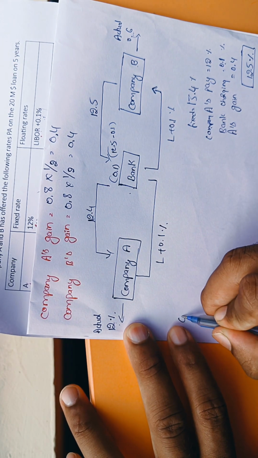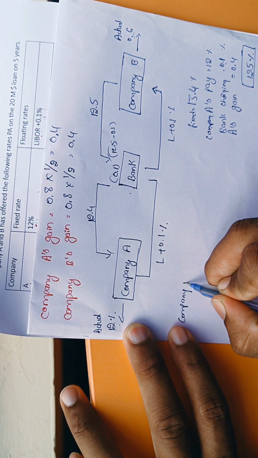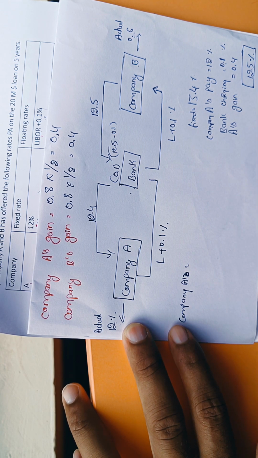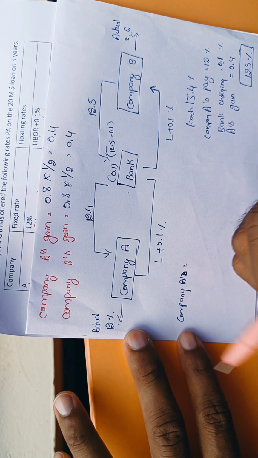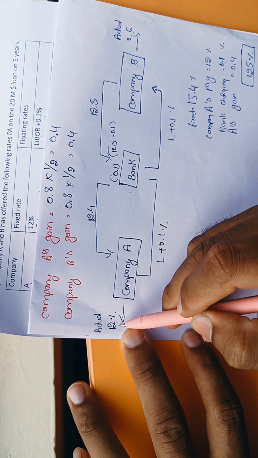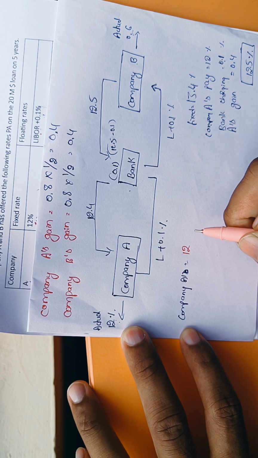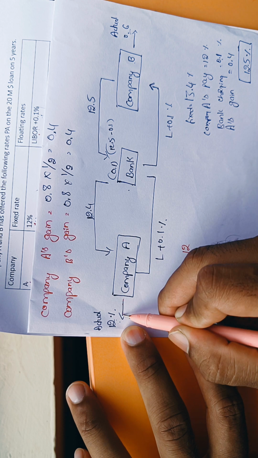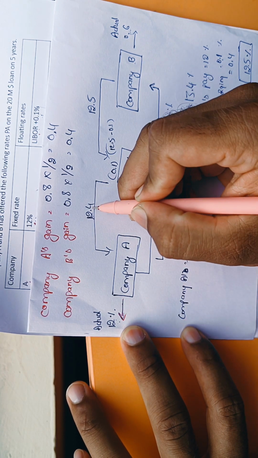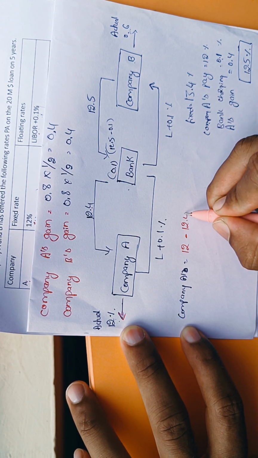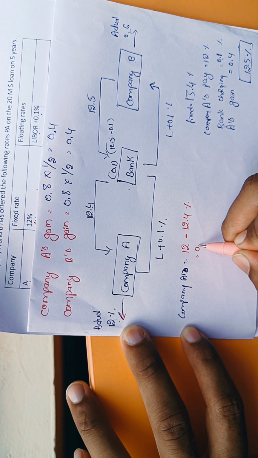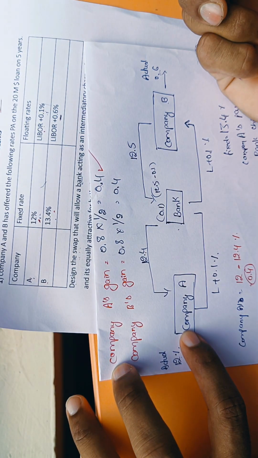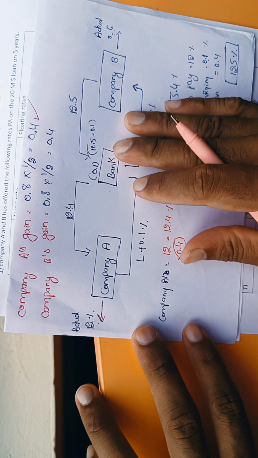Yes, we can prove. How can we prove? Company A equals how much it is paying. Open market rate is 12. Is it? Open market rate is 12. But this is paying. This is going out. What it is receiving? 12.4. What is the difference? Difference is 0.4. This 0.4 is nothing but company A's gain. Done. Then come to company B.